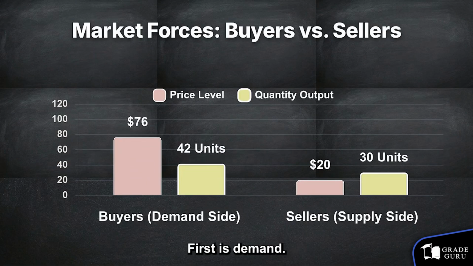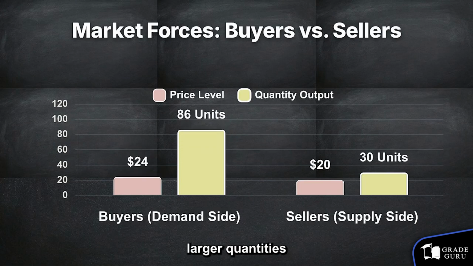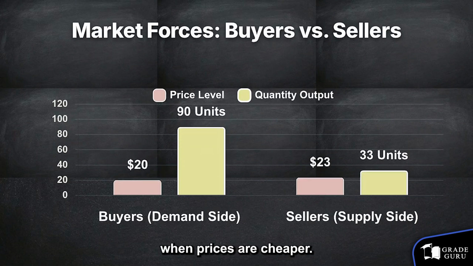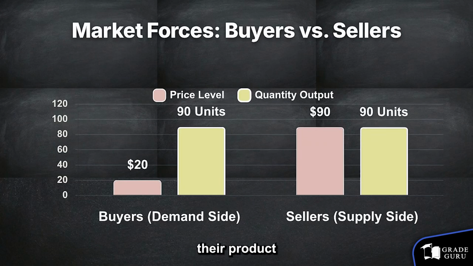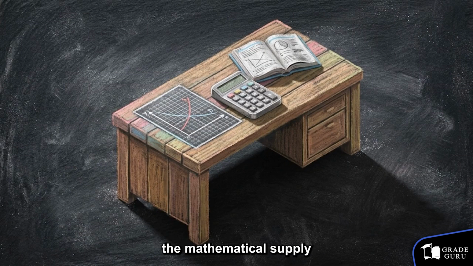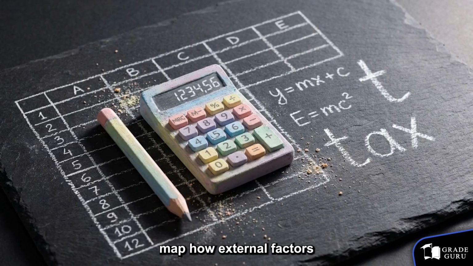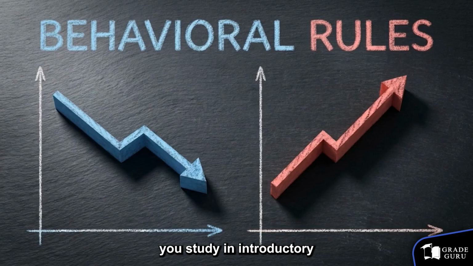First is demand. Buyers predictably want to purchase larger quantities when prices are cheaper. Opposing them is supply. Sellers predictably want to sell more of their product when prices are higher. In this lesson, we will build the mathematical supply-demand model, map how external factors disrupt it, and precisely calculate tax burdens. Every complex outcome you study in introductory microeconomics traces back to the constant tension between these two simple behavioral rules. Let's build that model.